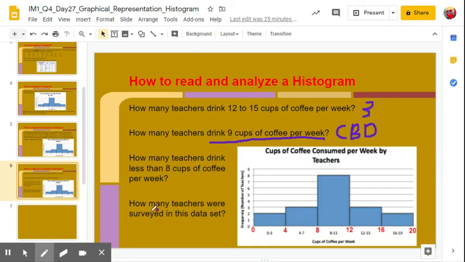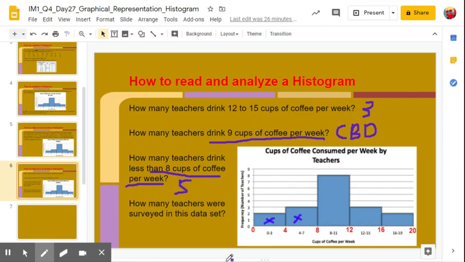All right. How many teachers drink less than 8 cups of coffee per week? All right. Good question. Less than 8. So which of these are we talking about? Well, this bin here includes 8, right? This is going to be 8, 9, 10, 11. So we're talking about this bin plus this bin. So all you've got to do is look at the frequency. The 4 to 7 bin is 3 teachers, and the 0 to 3 was 2 teachers. So 3 plus 2 is 5 teachers.